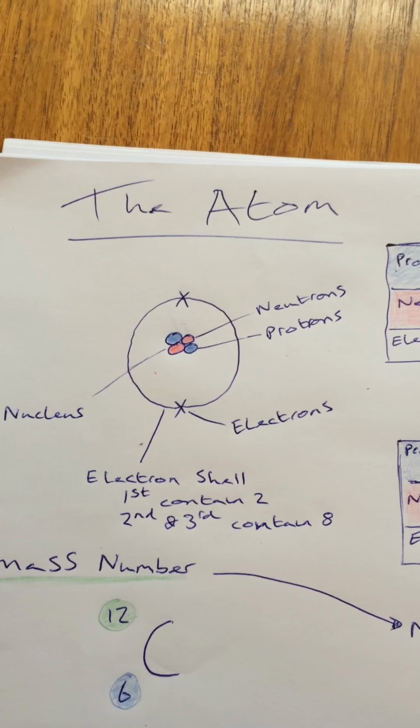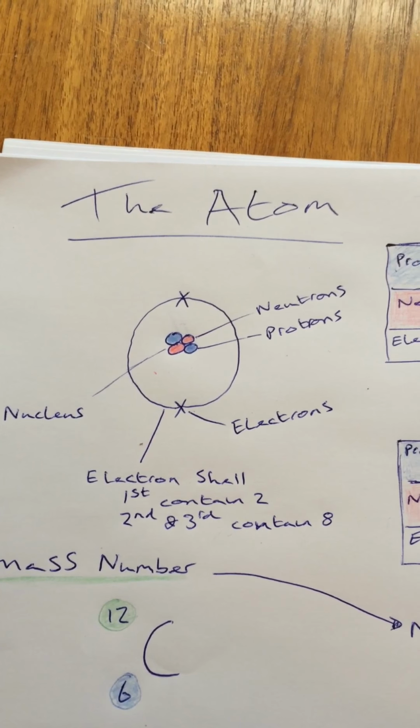Around the nucleus we find electron shells, and the crosses on the diagram are the electrons. The first electron shell contains 2 electrons, and then the second and third electron shells contain up to 8 electrons.